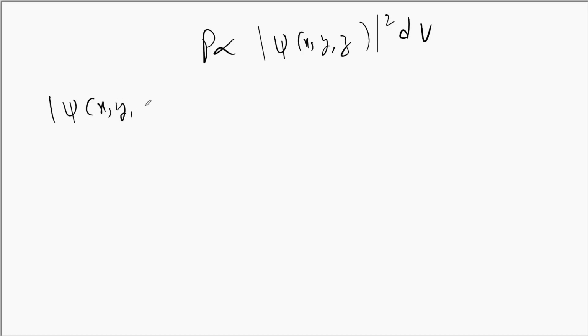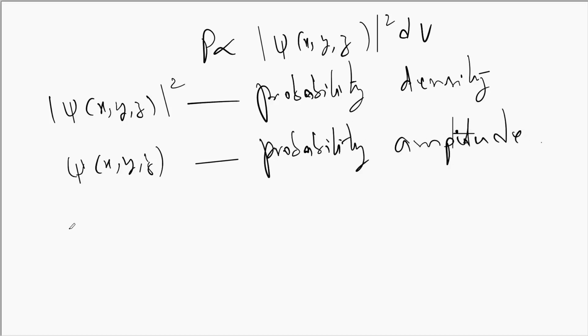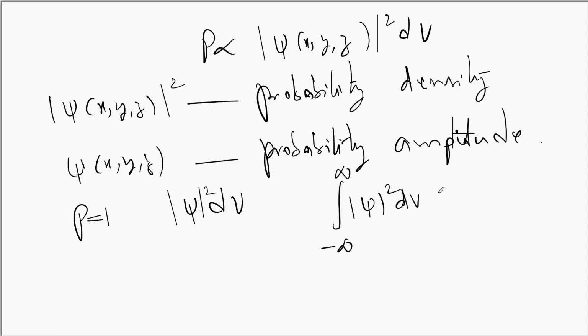Therefore, we write P is proportional to mod psi(x, y, z) squared dV. Here, mod psi(x, y, z) squared is called the probability density, and psi(x, y, z) is called the probability amplitude. Since we know that the particle is certain to be somewhere in space and time, the probability P will be equal to 1 when we integrate mod psi squared dV over the entire space, meaning the integral from minus infinity to plus infinity of mod psi squared dV is equal to 1.